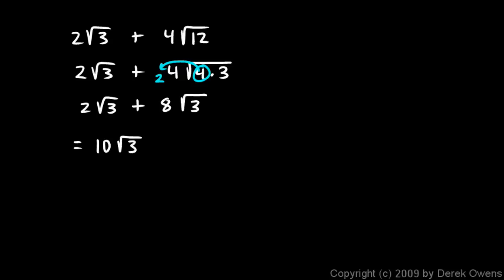So rewriting all of the radicals in simplest form can sometimes result in radicals that can be combined. And you should be rewriting your radicals in simplest form anyway. When you see something like this, you should take it through these steps, at least mentally, and get it down to a radical that doesn't have any perfect square factors. And when you do that, then you can see all the ones that can be combined and combine them.